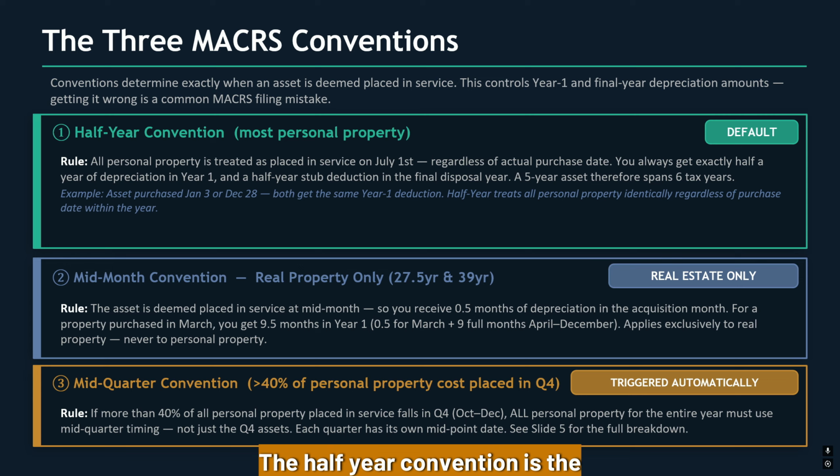The half-year convention is the reason so many tax advisors recommend buying equipment before year-end, because even a December 31st purchase gives you a full half-year deduction. The mid-month convention for real estate means the month of purchase matters. Buying on the 1st versus the 20th gives you nearly the same deduction. Both are treated mid-month. Mid-quarter is an exception that can wipe out the year-end benefit of buying equipment in Q4 if it is too much concentrated there.